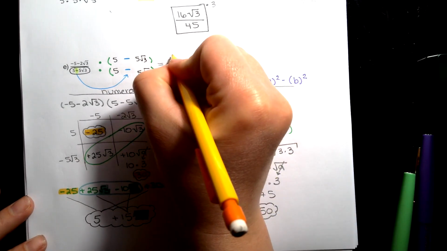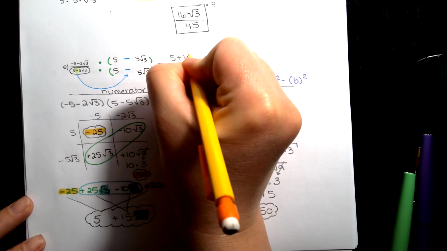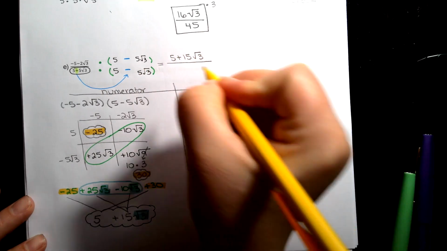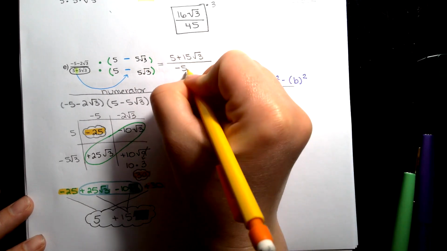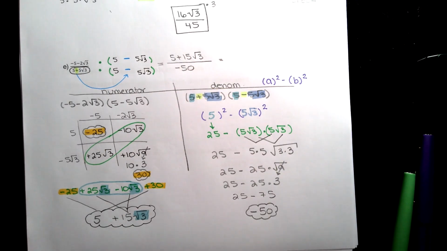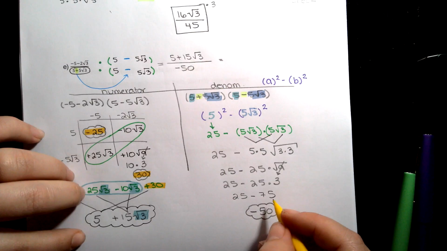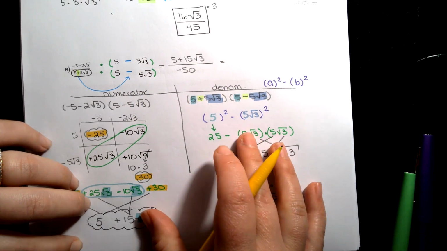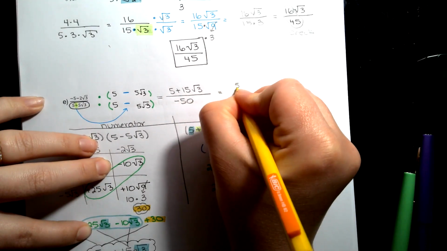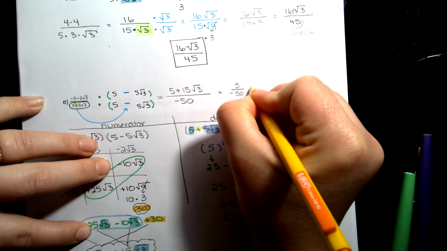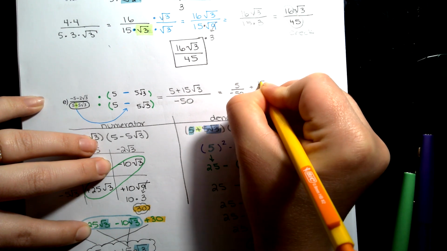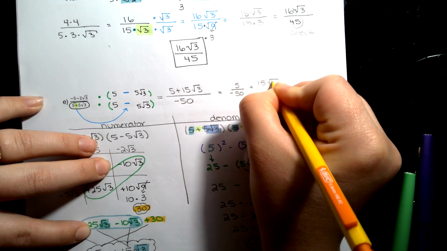In our numerator, we have 5 plus 15 root 3. In our denominator, we have negative 50. Now, you have to make sure that if things can simplify, we have to simplify. 2 ways of doing that. You can use factoring or you can split this up. I prefer to split these up. So that way we can deal with our positives versus our negatives.